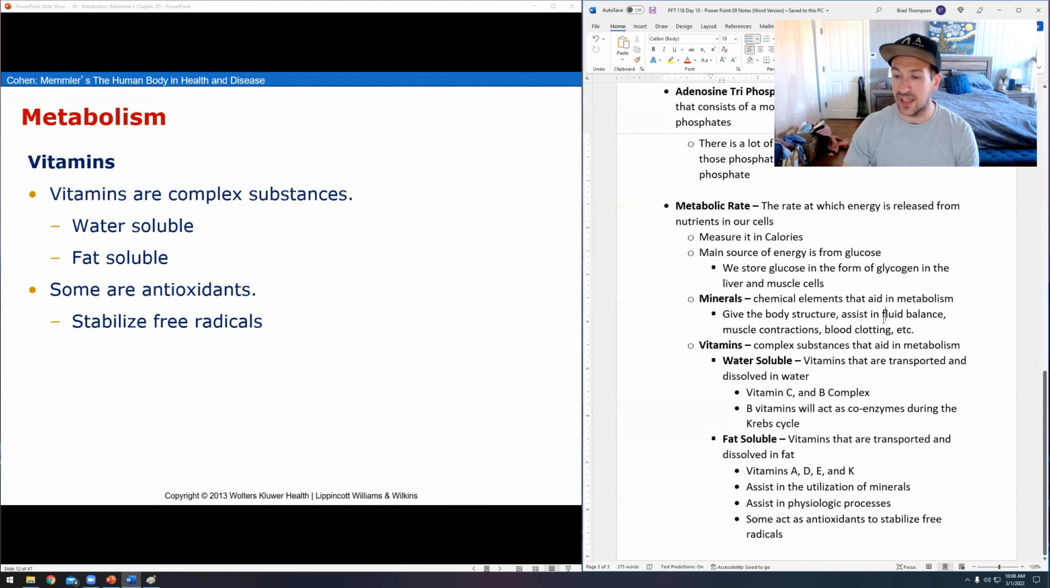They are chemicals that are basically inorganic. They don't have any carbon in them. So they're not part of carbohydrates, they're not part of protein, they're not part of fat. They're their own little metals that we use for other various reasons.